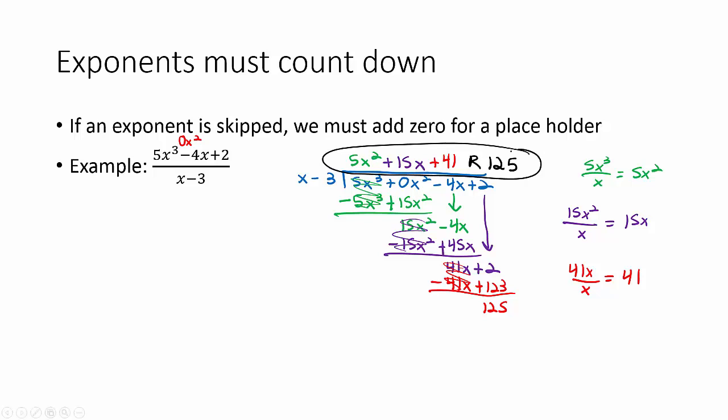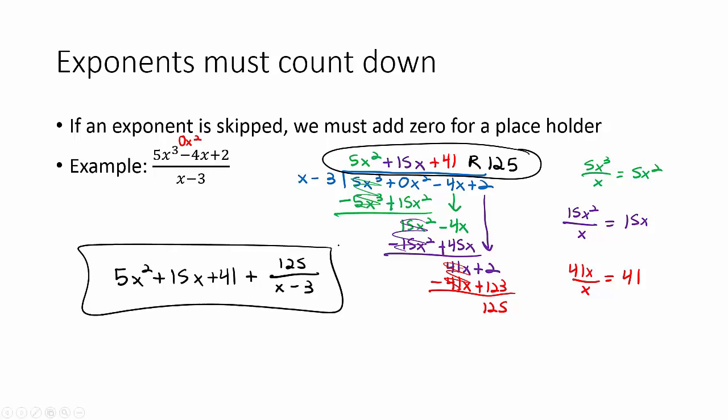So our quotient, 5x squared plus 15x plus 41, with a remainder of 125. Or if the answer prefers mixed number notation, 5x squared plus 15x plus 41. The remainder is positive this time, and we put the 125 over the number out front, the x minus 3. Depending if they want a remainder or a mixed polynomial.